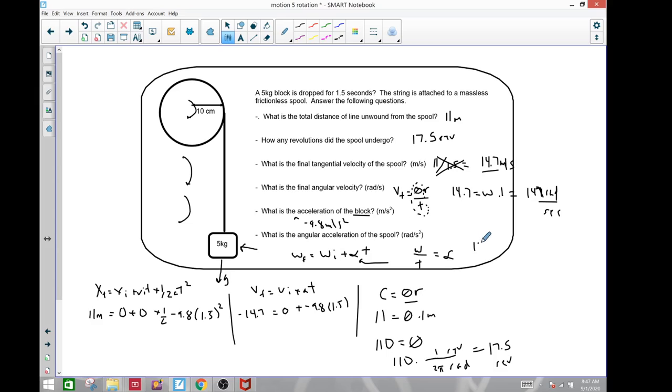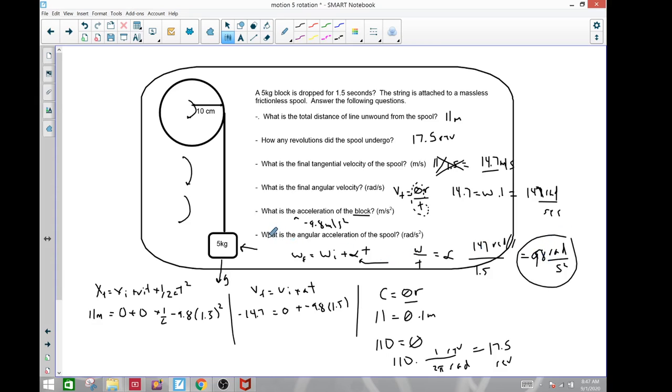That's 147 radians per second, divided by the time of 1.5 seconds. 1.5 seconds would tell me how many radians per second I'm picking up every second. So 147 divided by 1.5 is going to be 98 radians per second. 98 radians I'm picking up every second per second.